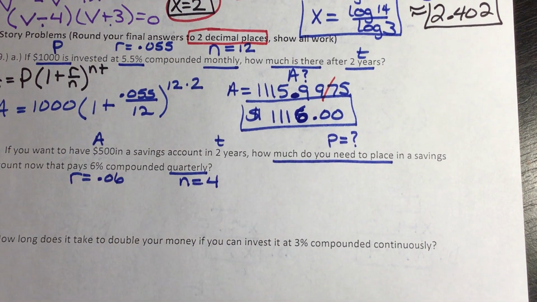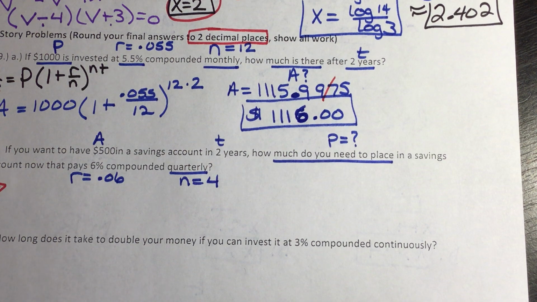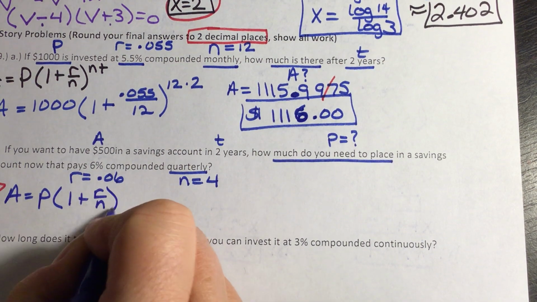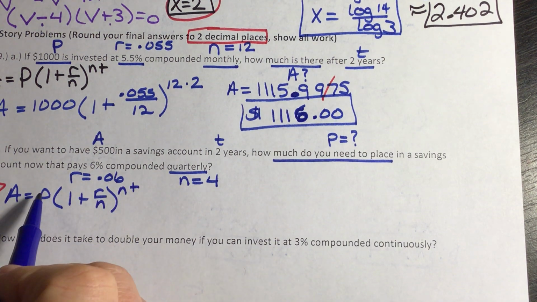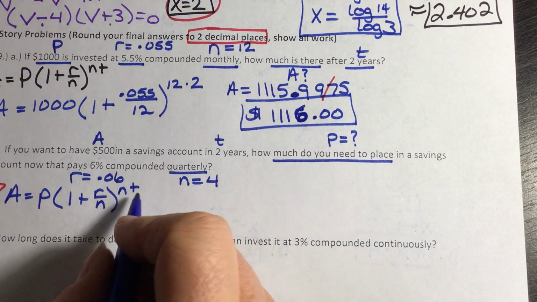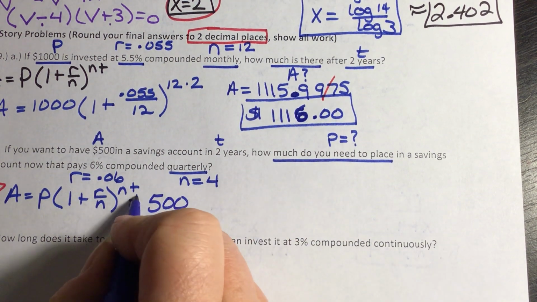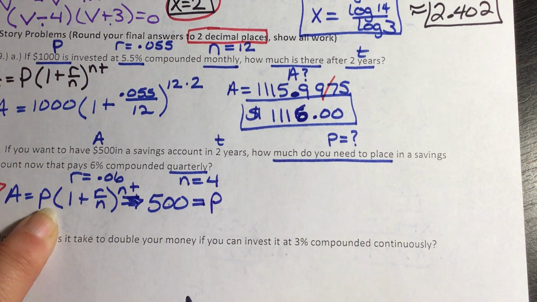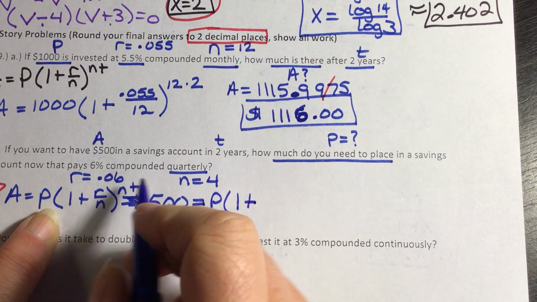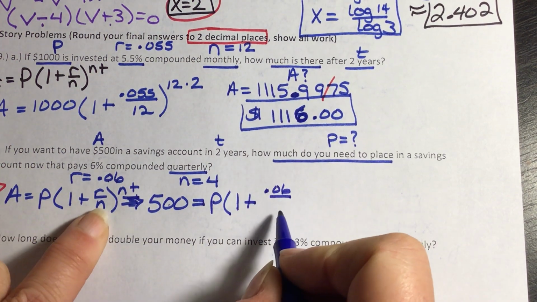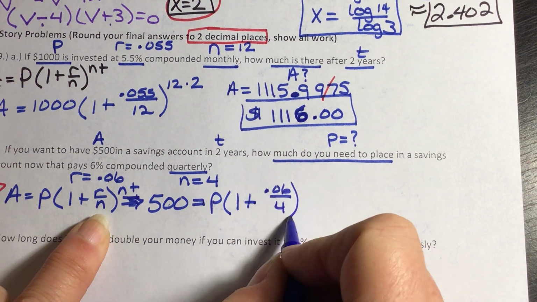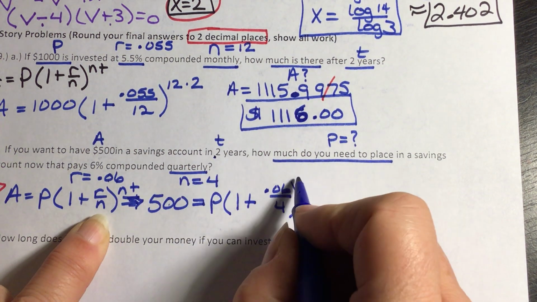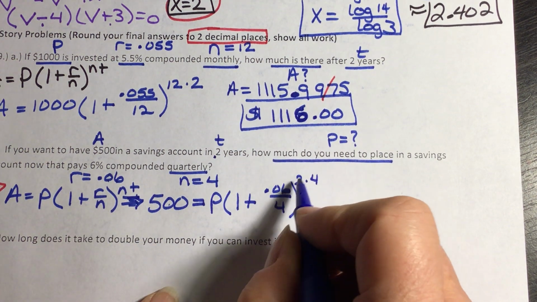So if I use this same formula, I have A equals P times 1 plus r divided by n to the nt power. And if I plug in what I know, I'm going to have my A value be 500. 500 equals P, which is what I want to find out, times 1 plus my rate, 0.06, divided by n, which is 4, to the n times t power. And my t is 2 and my n is 4, so altogether this is 8.